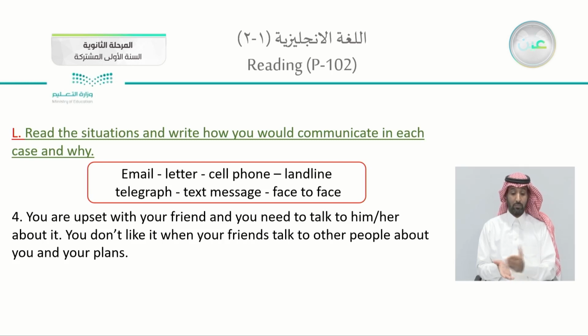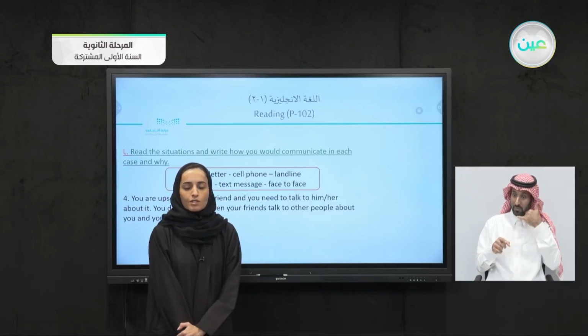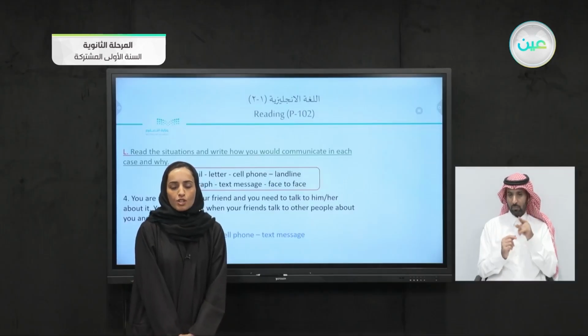The following in here, choose the suitable means of communication. You are upset with your friend and you need to talk to him/her about it. You don't like it when your friends talk to other people about you and your plans. How about if you are mad or upset at a friend? Are you going to call, text, or send a letter? Here I have chosen face-to-face. I will meet him or her face-to-face. I will call him or her by the cell phone, or I will just send a text message. More informal ways for communication.